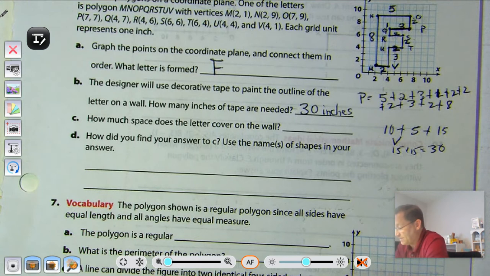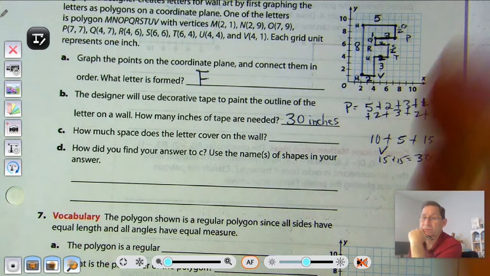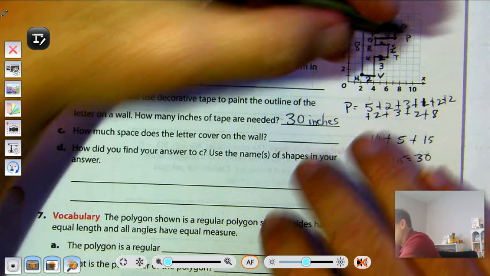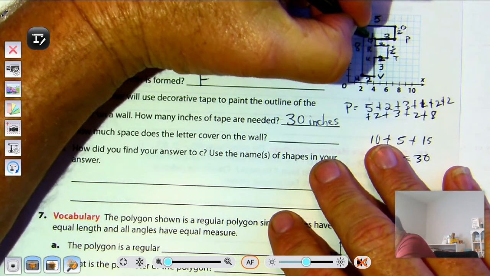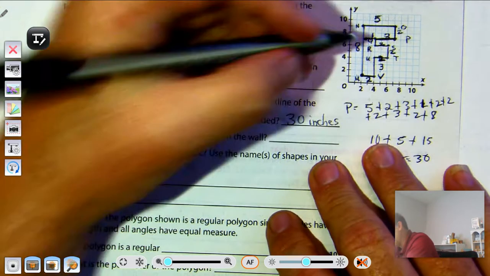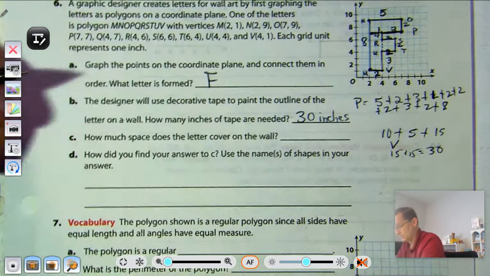C, how much space does the letter cover on the wall? Okay, so this one, how much area does it cover? Well, I don't have a formula that does one for a decagon, right, with all these multiple sides. So what I need to do is break it into familiar shapes. And I know I can look at that and break it into several different rectangles. So I think I'm going to go across here. Okay, that's going to form one of mine. And then I think I'm going to go here. So I'm going to have 3 rectangles.